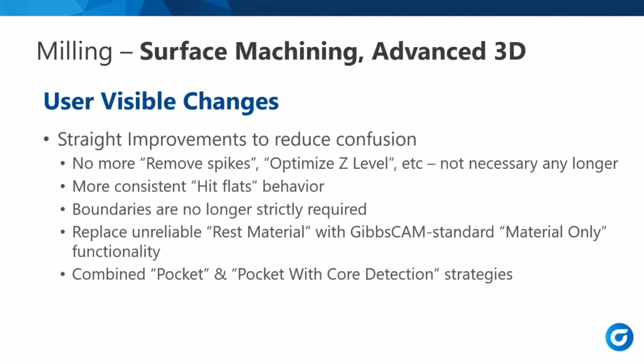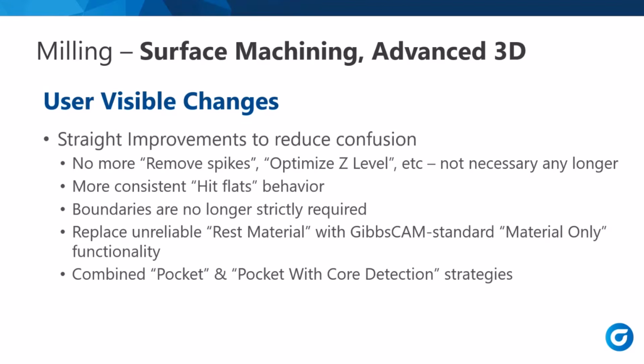So it's moving along, but you will, for instance, you should not see more remove spikes, optimize Z level. Those of you that use this know what I'm talking about. Currently, you will see a remove spikes, but I think my guess is we're waiting till we know everything's in and the way it's working before we start taking things out. But ultimately, things like remove spikes will go away.